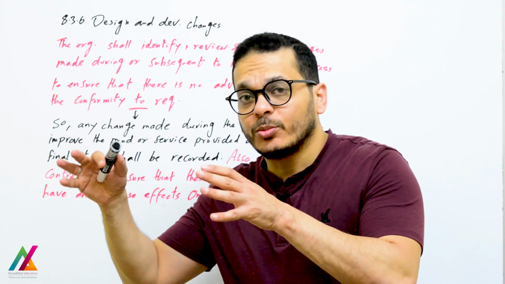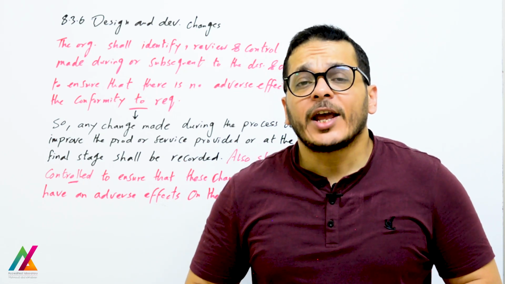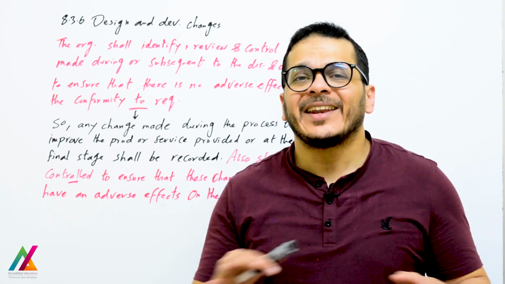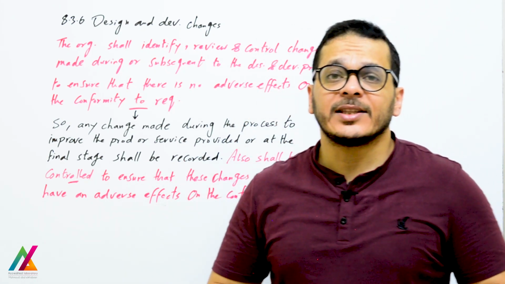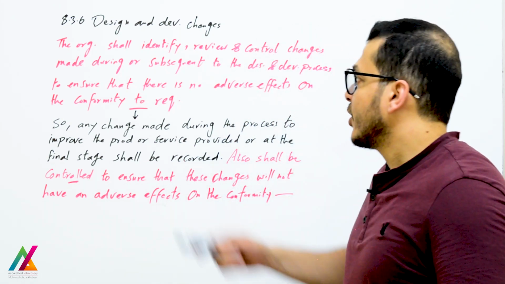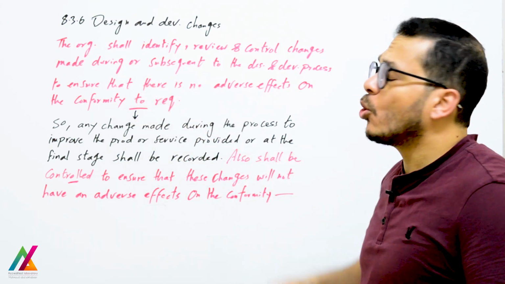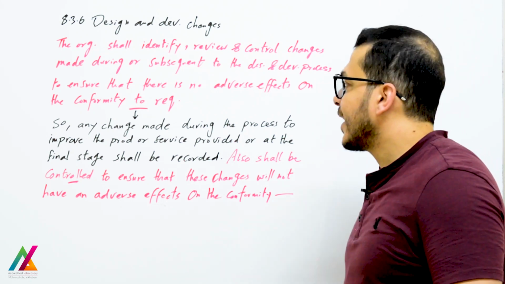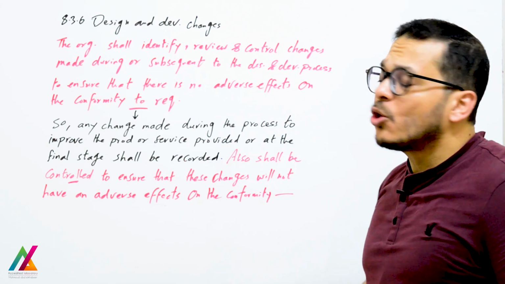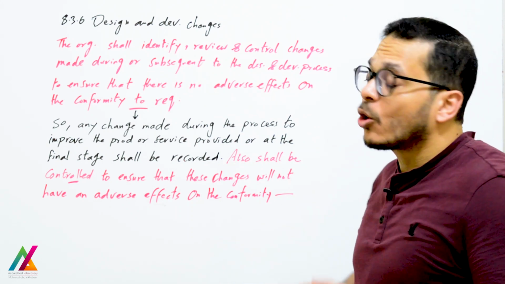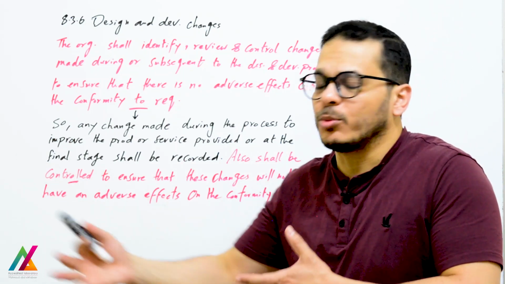The outputs shall meet the input requirements from the customer. So you shall notify the customer about any change and take approval from him, acceptance, before starting that type of change. So the organization shall identify, review, and control changes made during or subsequent to the design and development process for the product or service, to ensure that there is no adverse effect on the conformity of the product or service to the customer requirement or to the inputs.